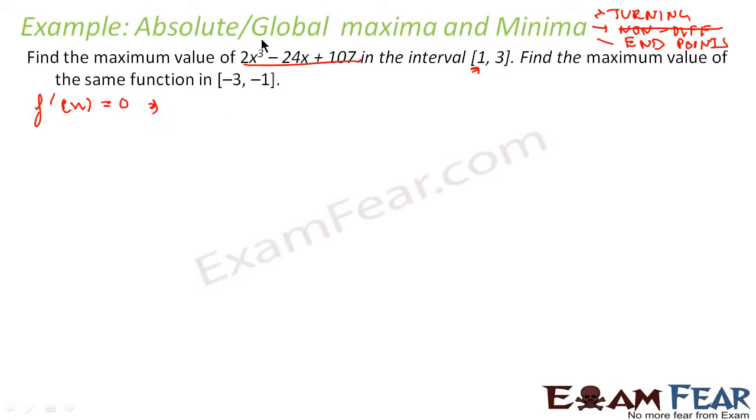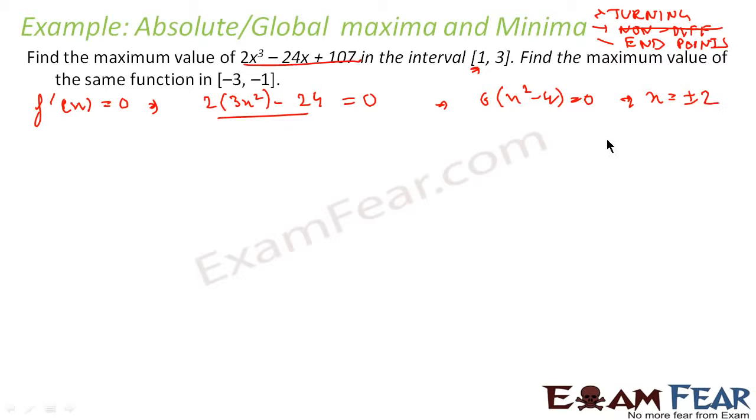f dash x is nothing but 2x cube becomes 2 into 3x square, 24x becomes 24, and 107 becomes 0. So this is equal to 0 because this is f dash x. Or I solve it further. This is nothing but 6x square minus 24. I'll take 6 into common, x square minus 4 is equal to 0. If you solve this, x is nothing but plus minus 2. So there are 2 points I get from turning points.